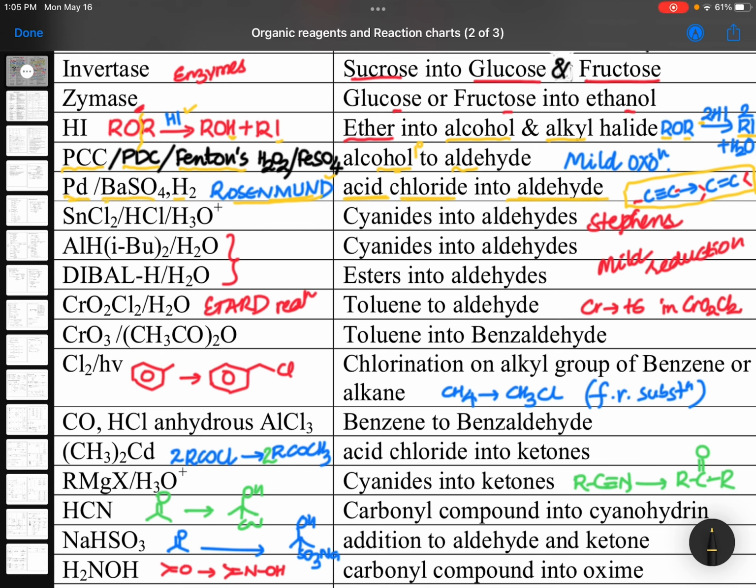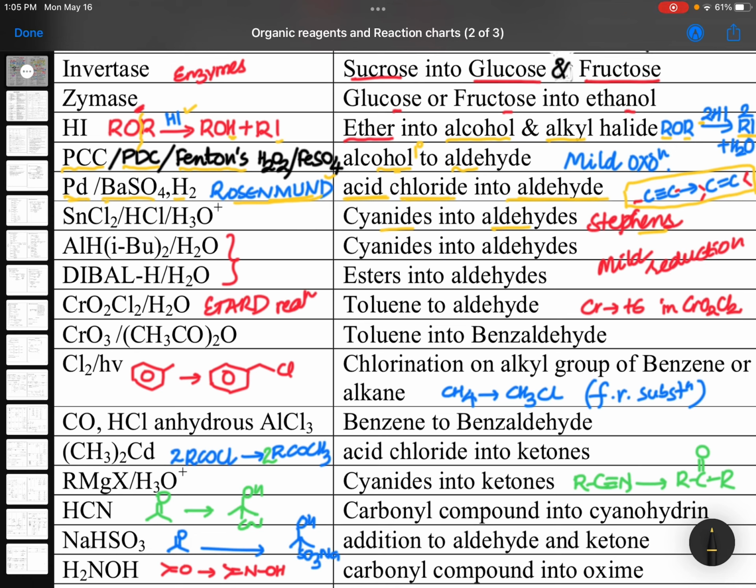Palladium barium sulfate in quinoline is known as Lindlar's catalyst. Done. Then SnCl2, HCl, H3O plus: cyanides are converted to aldehydes. This reaction is Stephen's reduction.